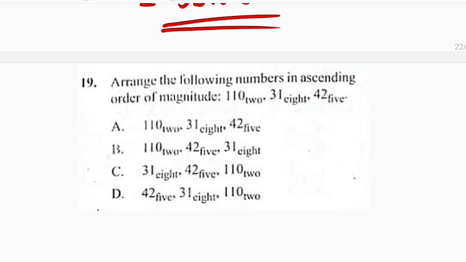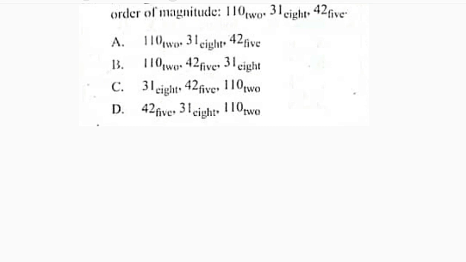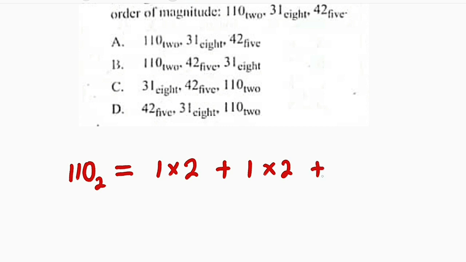Otherwise, let me show you how to do that. Let us convert all of these 3 numbers into base 10, and notice the greatest one or the least one. Let me start with 110 in base 2. This is equal to, you take the first digit, which is 1, you multiply by 2, which is the base, you add the second digit multiplied by the base, then the third digit multiplied by the base.